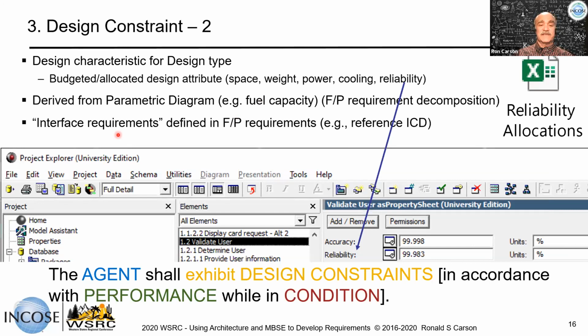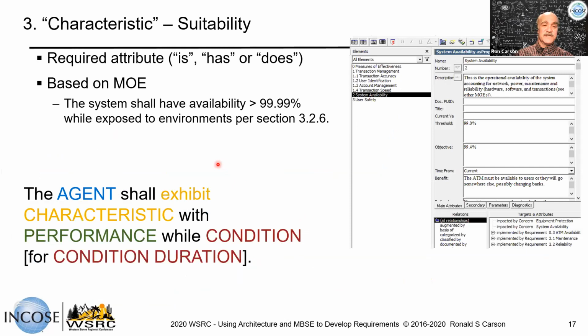As design constraints, these can be stated explicitly or by reference to a standard to achieve, for example, some degree of interoperability as a concern or measure of effectiveness. The suitability characteristic may have an attribute about our system of interest that it is something or has something or does something, like it has an availability, and we can capture that availability as a parameter traceable from a measure of effectiveness at the operational or system level with the attendant numbers provided.